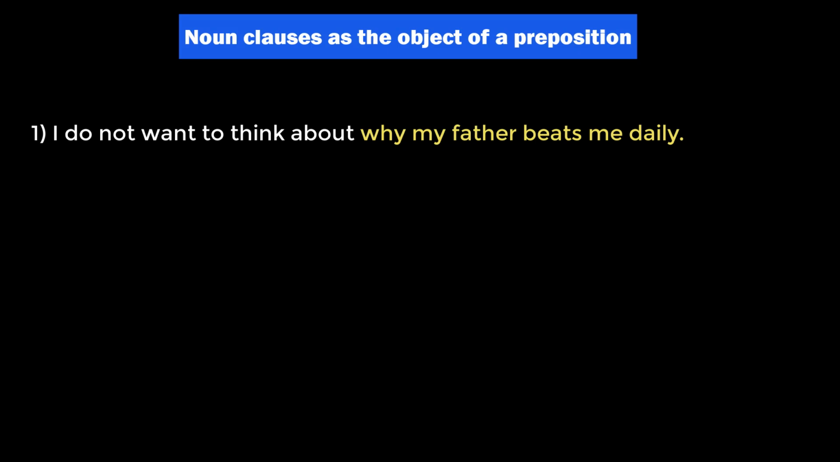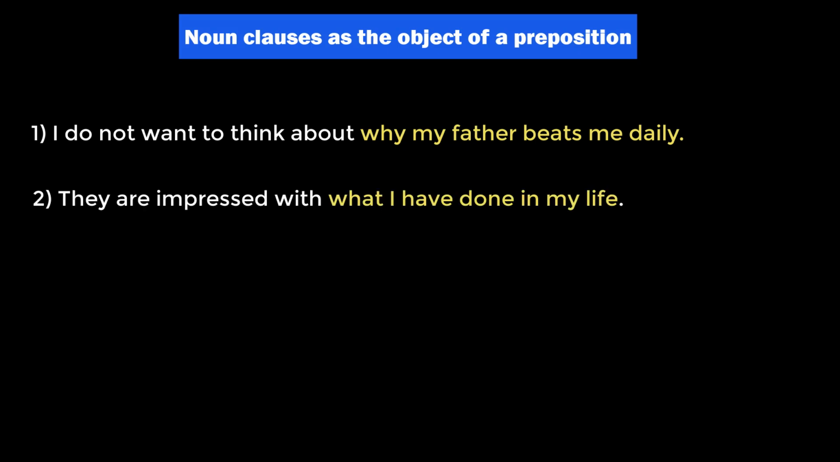I'm just kidding. Our next example is they are impressed with what I've done in my life. They really are impressed with what I've done in my life. So what I have done in my life is our noun clause working as the object of the preposition with. They are impressed with what? What I have done in my life.